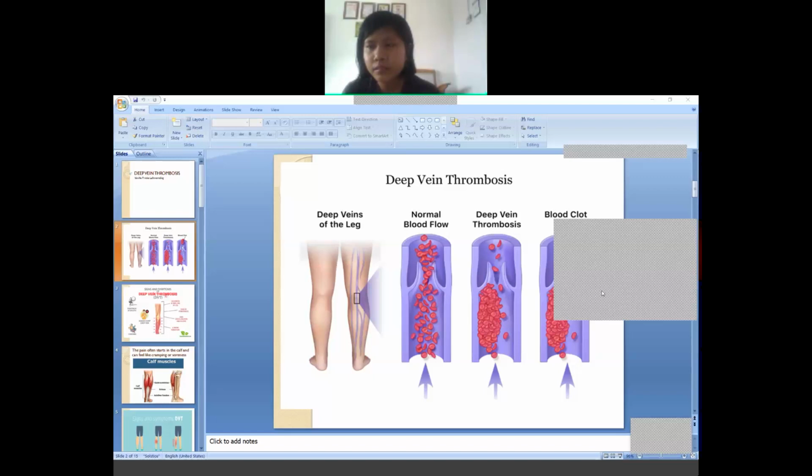Okay, next, Surajit Kalita. Surajit Kalita, can you hear me? Okay, deep vein thrombosis usually occurs in which part of the muscle? In which part of the muscle? Calf muscle. Okay, good.